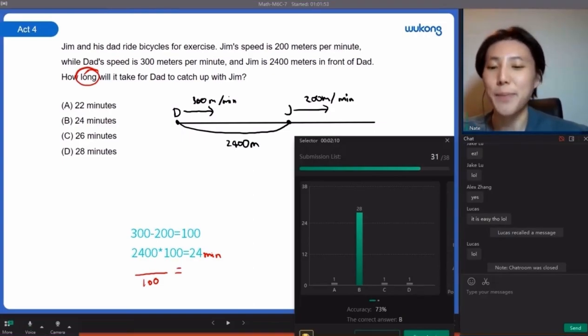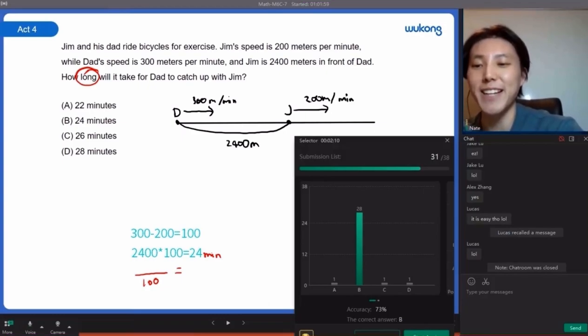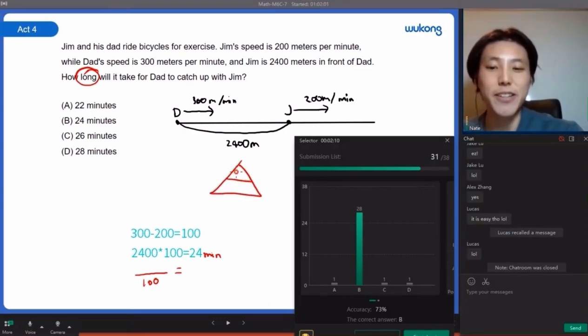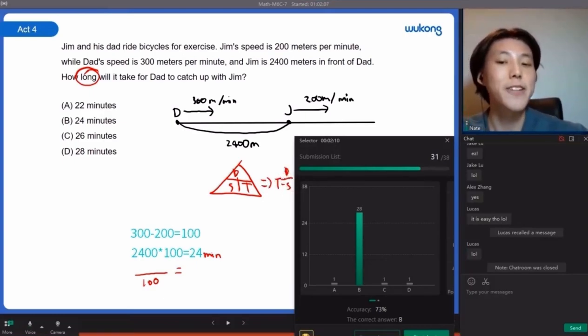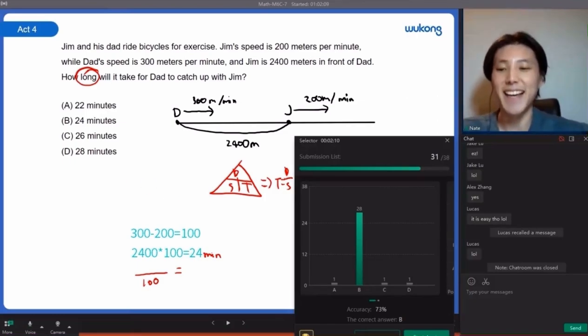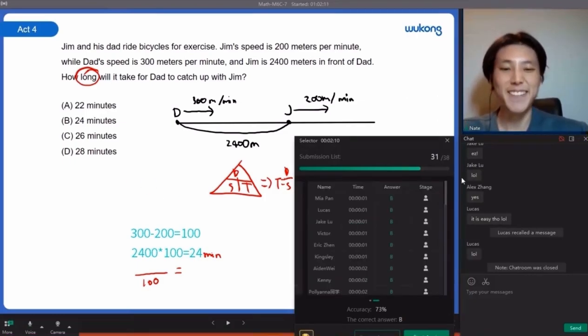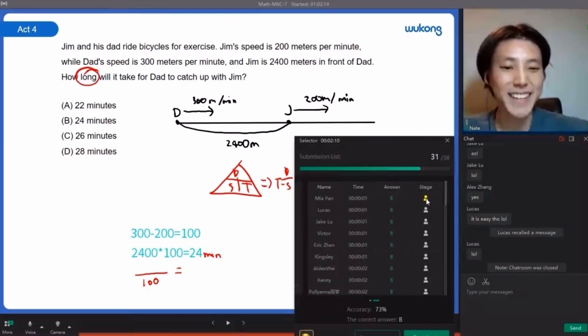Very good. You have to subtract the speeds, and you'll get your answer. And I can see that you used this relationship. Excellent, Mia. Time is equal to distance over the difference of speed. Very good. Excellent. Well done, Mia. And well done for those who got B for the answer. Well done. Here's your trophy.